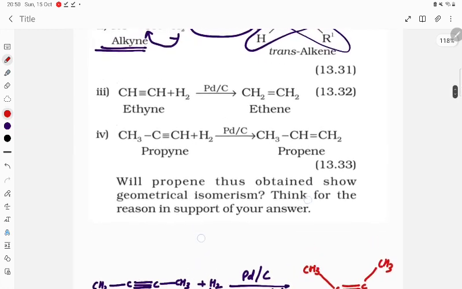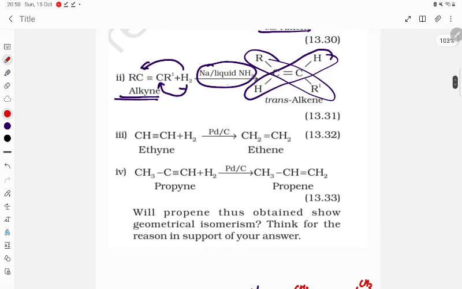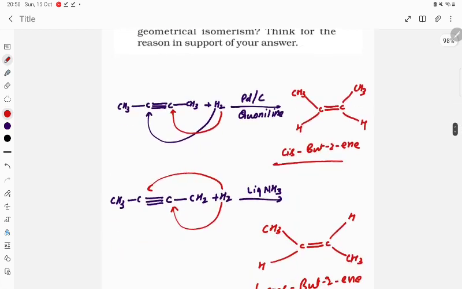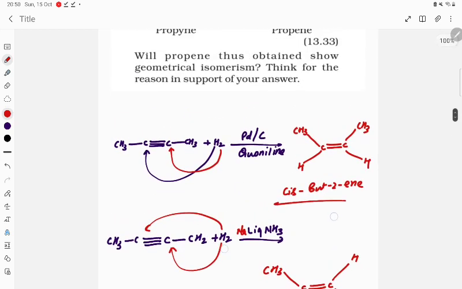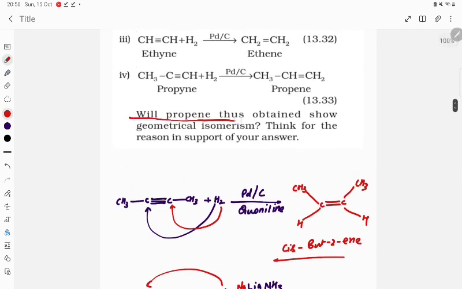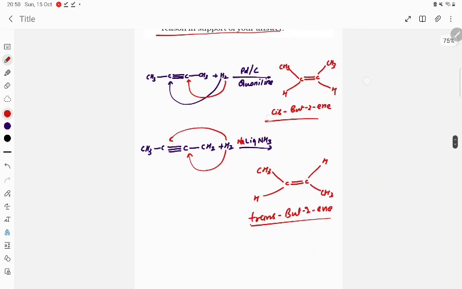So both are different ones. Sodium in liquid ammonia you need to take, hydrogen is there, and here is sodium also we have to take in liquid ammonia. So this one will prepare the alkene thus obtained. So the geometrical isomerism thing is the reason to support your answer.